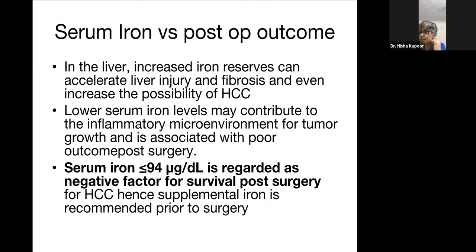And lastly, this was an interesting point to talk about: serum iron is now regarded as a negative factor for survival post-surgery, at a level of less than 94 micrograms per deciliter. Hence, supplemental iron has been recommended prior to surgery. While liver iron stores are negatively associated with the outcome, serum iron, if it is low, is again negatively associated with the outcome, and it is better to give iron prior to surgery.